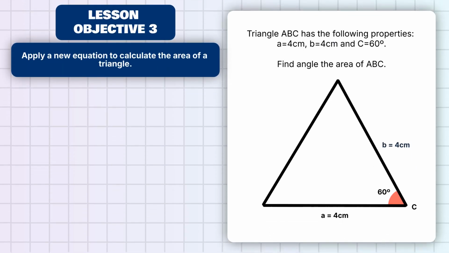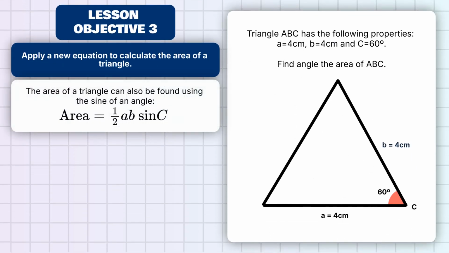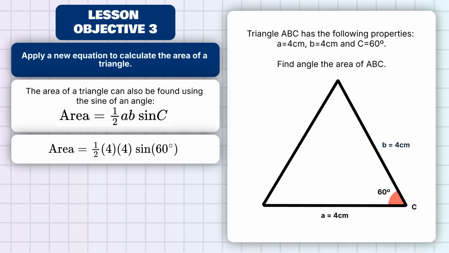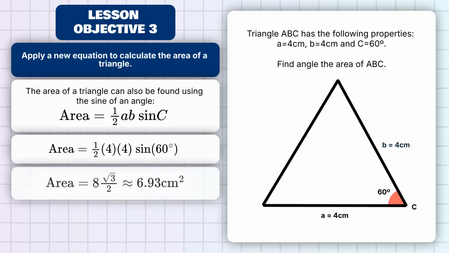The final rule we shall introduce states that the area of a triangle can also be found using the sine of an angle. Area equals half ab sine C. Let's look at this example together. Given a triangle with side a equals 4 centimeters, side b equals 4 centimeters, and angle C equals 60 degrees, find the area. First, substitute the values from the diagram into the area formula. Next, calculate sine 60 to find root 3 over 2. Then sub this back into the formula and simplify to find that the area is approximately 6.93 centimeters squared.